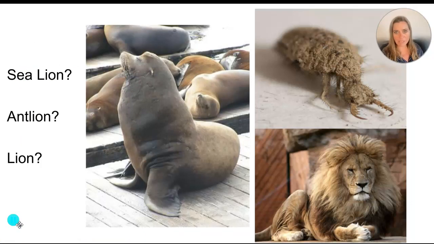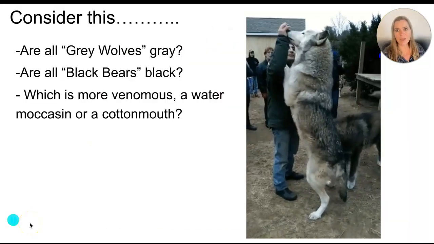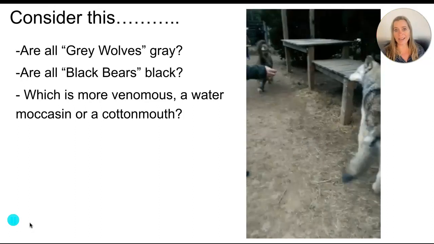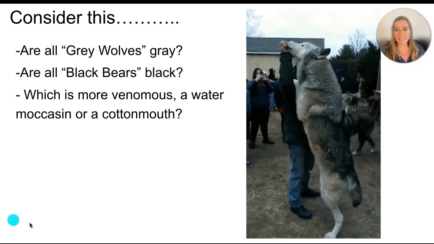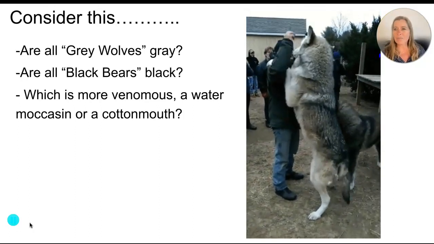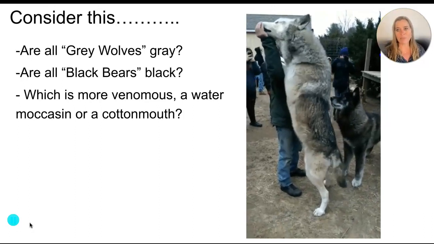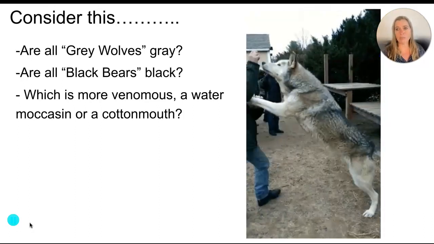Now, I said that common names can be confusing, and they are. If you see the 3 different organisms on this page, you will know that they are completely different. But one's called a sea lion, one's called an ant lion, and one's called a lion. So see how the common names could be confusing? That word lion doesn't actually mean the same thing, although we do use it as a descriptive characteristic. Common names can also be confusing in that not all gray wolves are actually gray. They come in a variety of colors, from a light silver to a dark, almost black color, and black bears aren't all black. In fact, most of them have huge swaths of their fur which is brown.